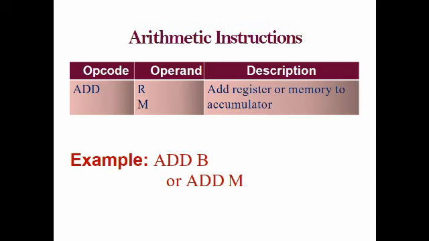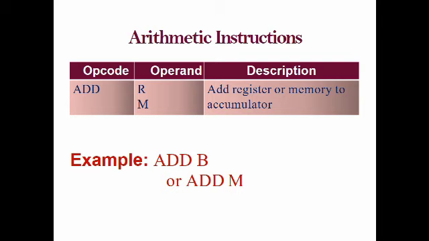So let us see the first instruction, ADD R. So ADD R or ADD M, it will add the register or memory contents to the accumulator. For example, ADD B, it will add the contents of the accumulator with the contents of the register B, and the result will be stored in the accumulator.